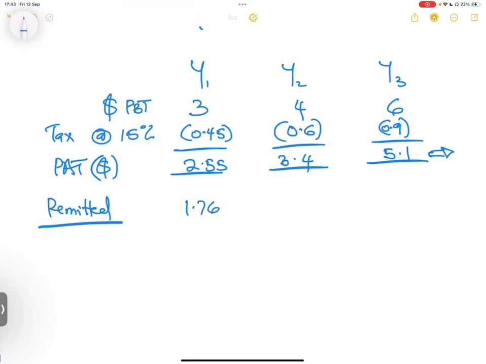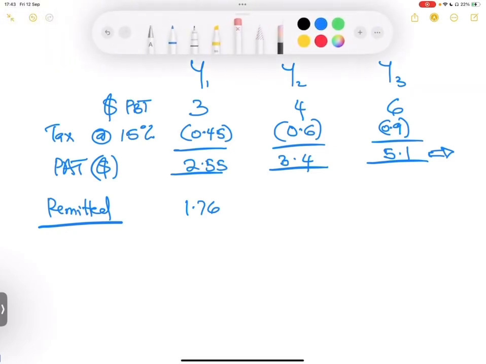1.76. Let me use calculator. Let me not do it on top, or you can do it on your calculator for me to be faster. 2.55 divided by 2, that's 1.28 actually. So we're going to remit 1.28, 1.7, and 2.5. So that is what will be remitted every year.